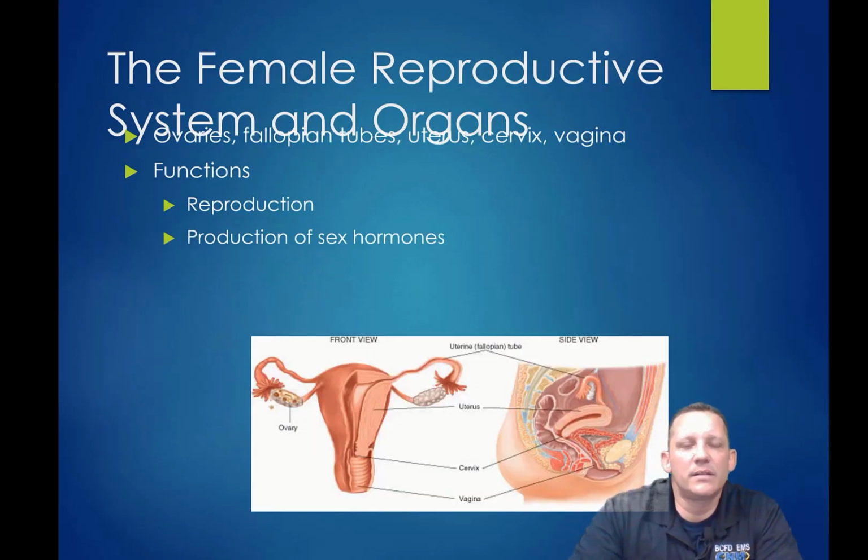Inside the female reproductive system, we can see the ovaries, the fallopian tubes, the uterus, the cervix, and the vaginal canal. The functions are obviously for reproduction and the production of sex hormones.